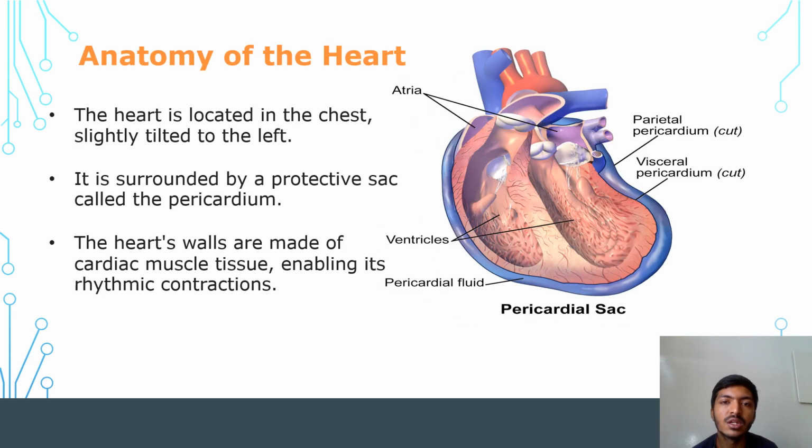Moving on to the anatomy of the human heart, the human heart is located in the chest and is slightly tilted to the left. As you can see in the diagram here, it is surrounded by a protective sac called the pericardial sac. The heart walls are made up of cardiac muscle tissue, and as you can see, there is a pericardial fluid which is used to absorb the rhythmic contractions or any shocks to the heart.